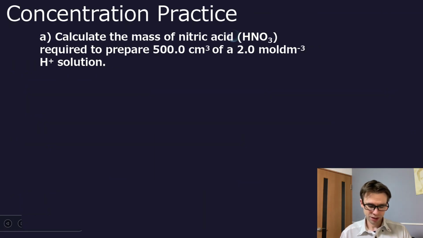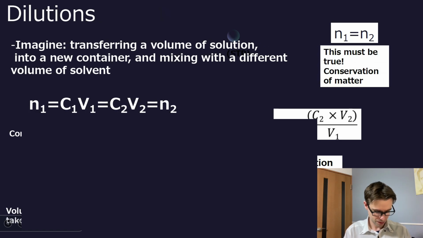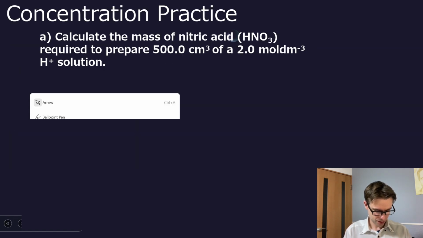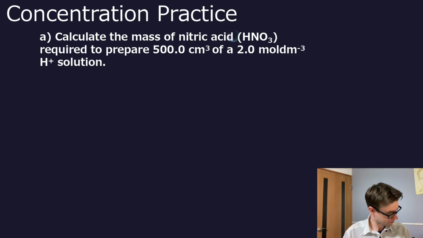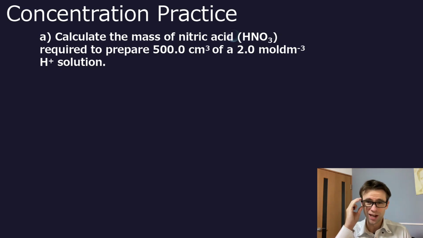Alright, more practice. Calculate the mass of nitric acid, HNO3, required to prepare 500 cm3 of a 2 mol per dm3 H+ solution. Alright, let's do that. So first of all, we need to make an H+ solution, but we're working with HNO3. That's what we're told. We need to measure the mass and then input it into our solution. So first, let's analyze this.